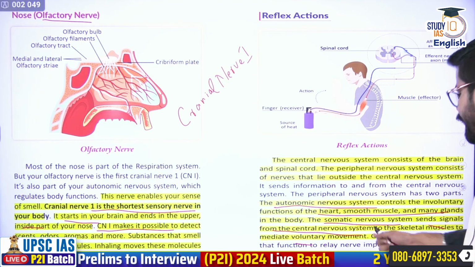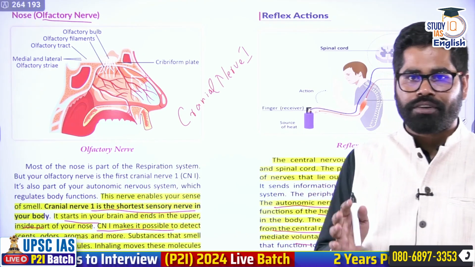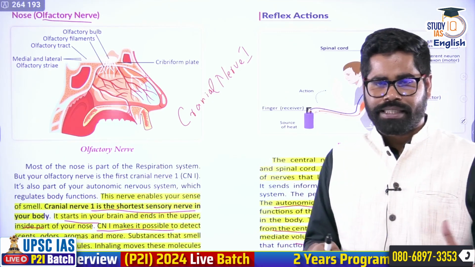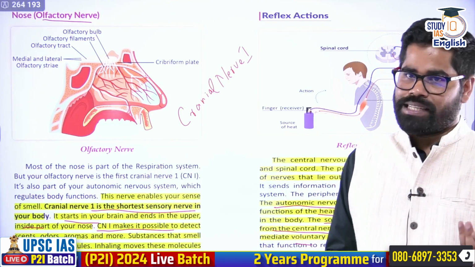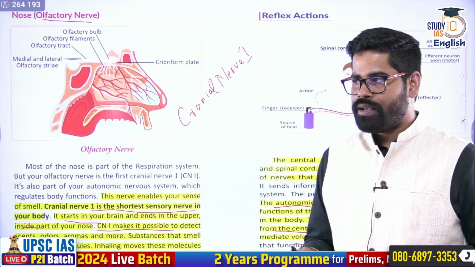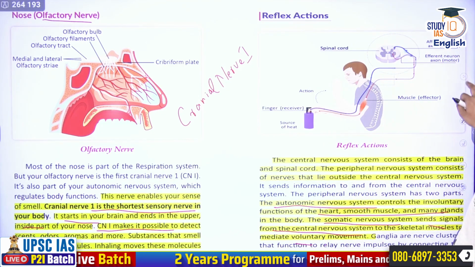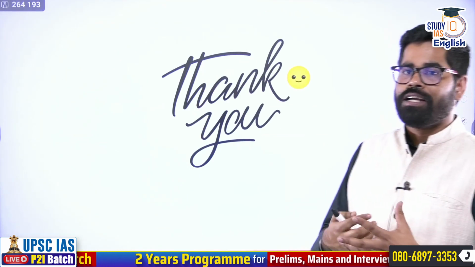And ganglia, we have also discussed, are clusters of nerve cells accumulated there. They work as relay stations of the nerve. So that is part of the reflex action, that is part of our nervous system.